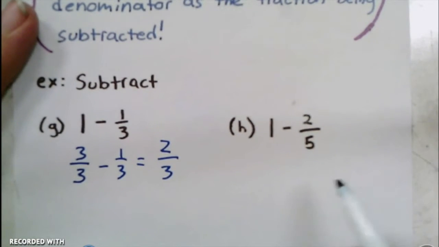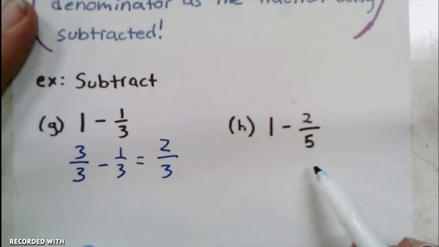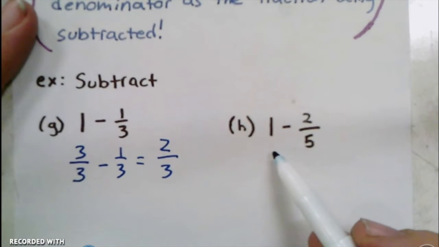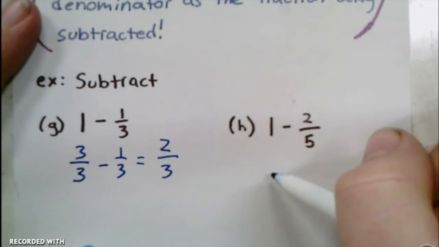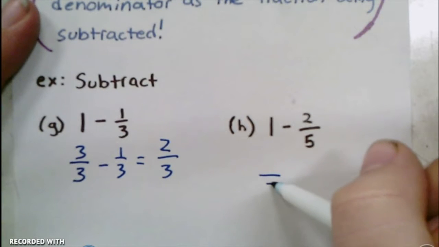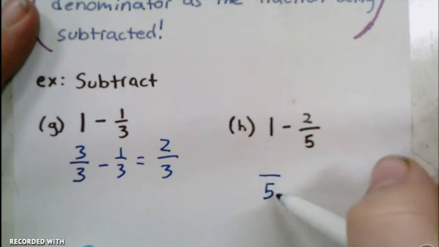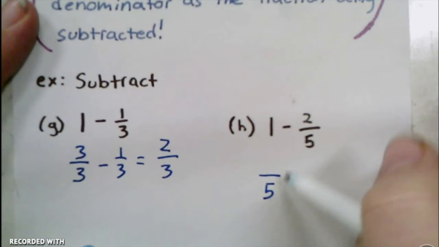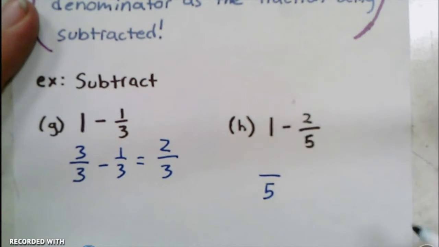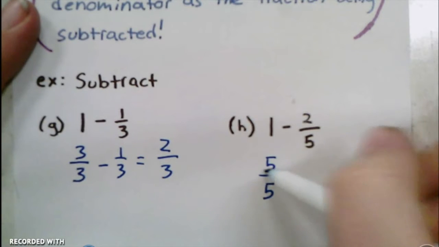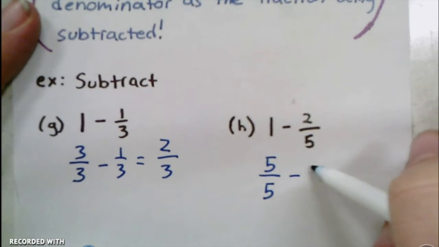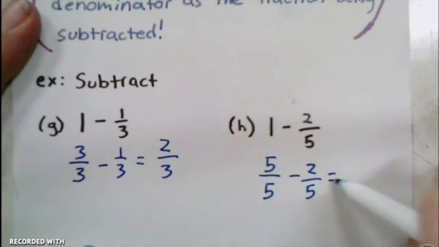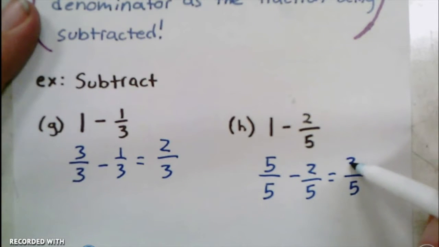Let's try this one. Actually, you try this one. Rename 1. All right, never mind. I'll do it for you. In this one, I want it to have a denominator of 5. So what number can I put up top that will make this fraction still equal 1? 5. I'm renaming 1 whole as 5/5 minus 2/5 equals, my denominator stays the same. 5 minus 2 is 3.